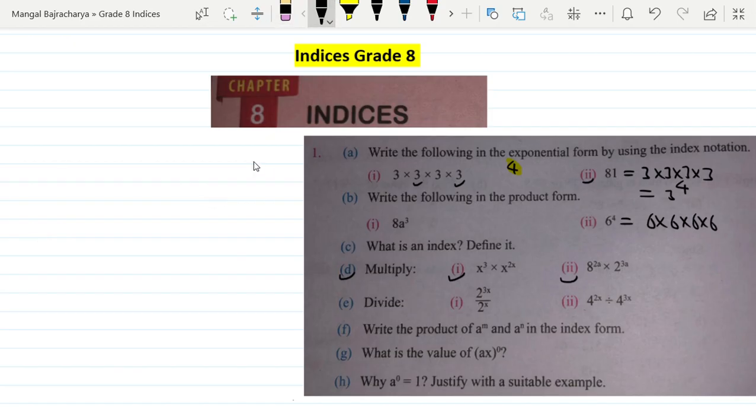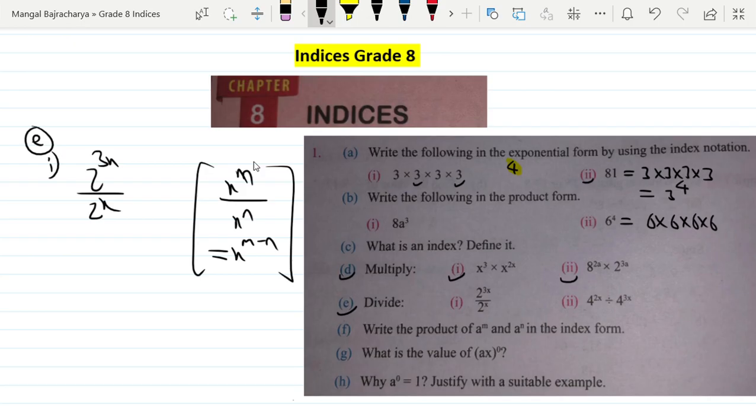Okay, number E now. So there is a divide, right? The first number is 2 power 3x by 2 power x. When two terms with the same base get divided, the rule is their powers will get subtracted, right? So x power m divided by x power n will become x power m minus n. That is the rule for the indices. So we do the same here. 2 power 3x minus x, and that gives us 2 power 2x. So that is the first number.